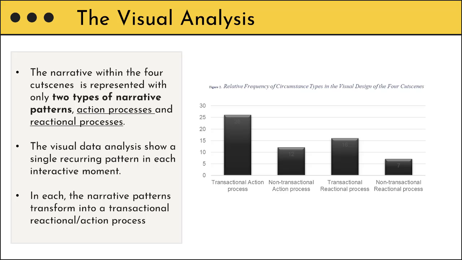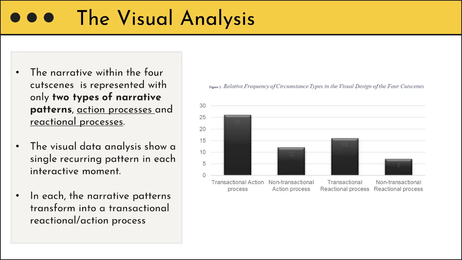The narrative within the 4 cutscenes is represented visually with only 2 types of narrative patterns, action processes and reactional processes. The action process embodies the dynamic dialogic structure, as it plays the main means of communicating the narrative to the player, verbally and visually. And the reactional processes align with the action processes to connect and represent characters' attitude of acceptance or avoidance towards the situation as it is taking place within the context.